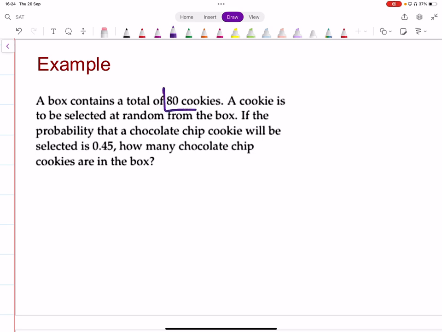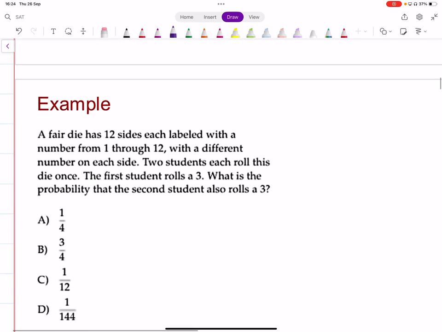Since the total number is 80, 0.45 means 45% of them are chocolate chip cookies. So you just multiply 0.45 by 80, and that gives you 36, and that's the final answer. Is that okay? All right, let's move on.